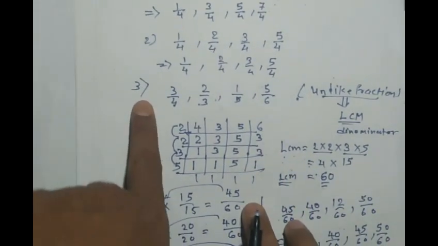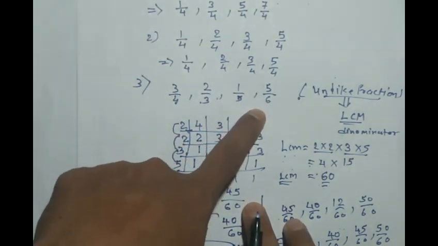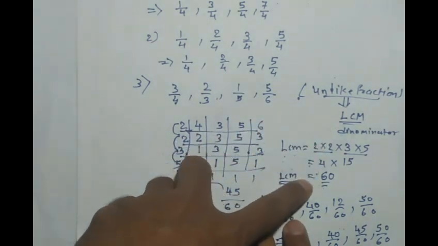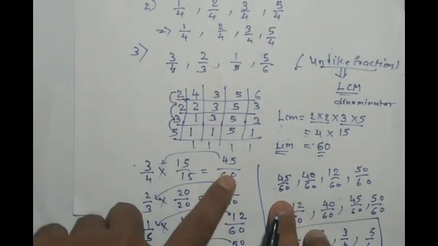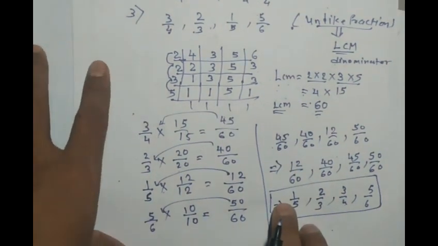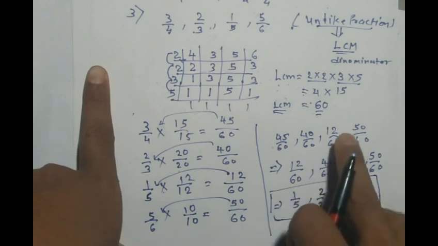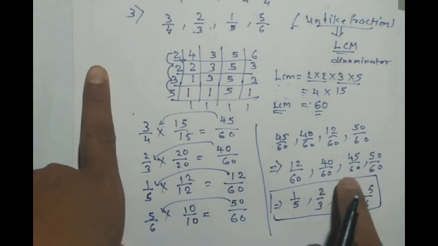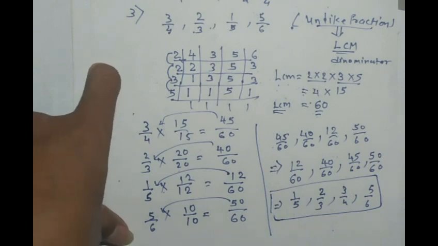Now for the third question, you can see here 3 upon 4, 2 upon 3, 1 upon 5 and 5 upon 6. Here all the denominators are different, so we took the LCM and we got the LCM 60. So we have to bring denominator 60 in every fraction. So we multiply in such a way that we get 60 in all the fractions. And then we arrange in ascending order and finally get the answer 1 upon 5, 2 upon 3, 3 upon 4 and 5 upon 6. Hope you understand the whole sum.